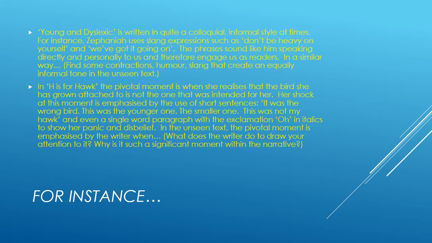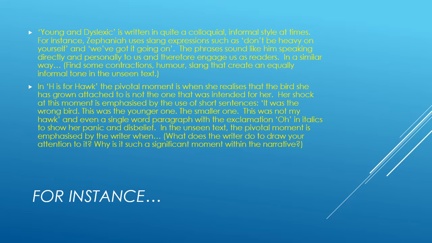Let's have a look at just a couple more examples. I just picked out something from Young and Dyslexic and something from H is for Hawk. And I haven't actually compared it to anything yet, but I'm just showing you how you might be able to if this was the one from the anthology that was picked out. So here's a bit from Young and Dyslexic. I've said, Young and Dyslexic is written in quite a colloquial, informal style at times. For instance, Zephaniah uses slang expressions such as "don't be heavy on yourself" and "we've got it going on." The phrases sound like him speaking directly and personally to us, and therefore engage us as readers.